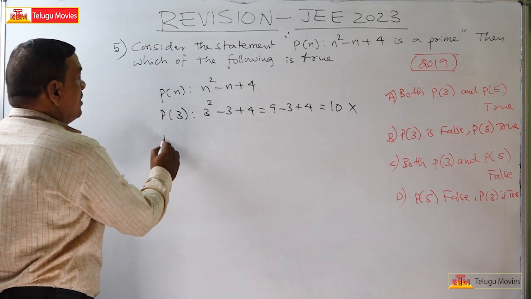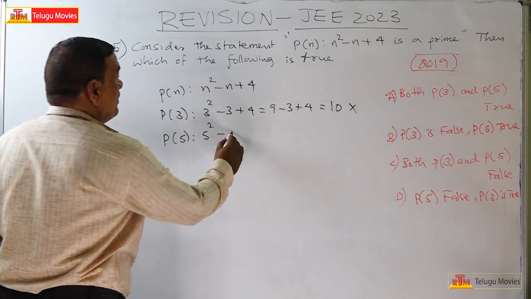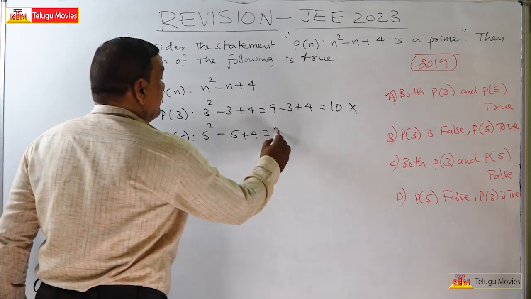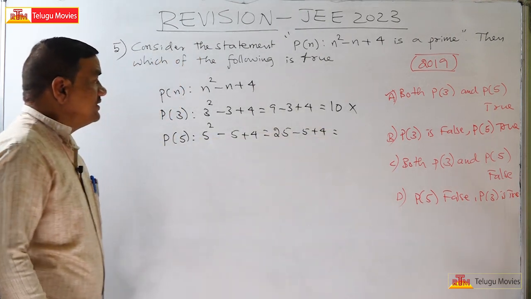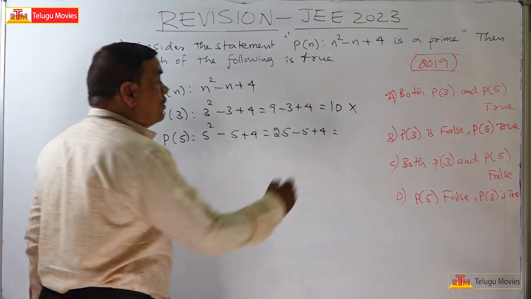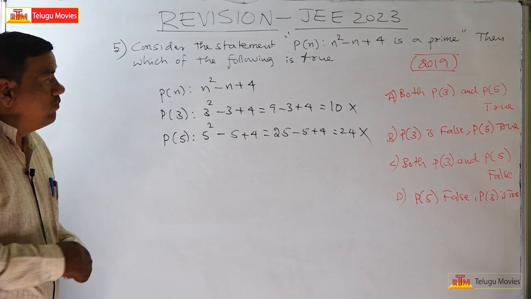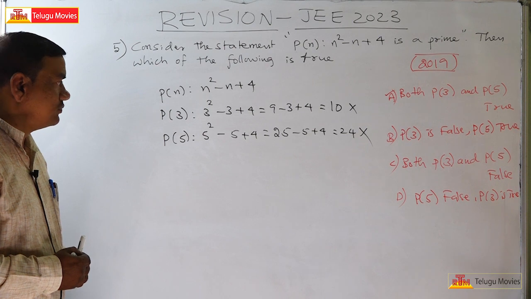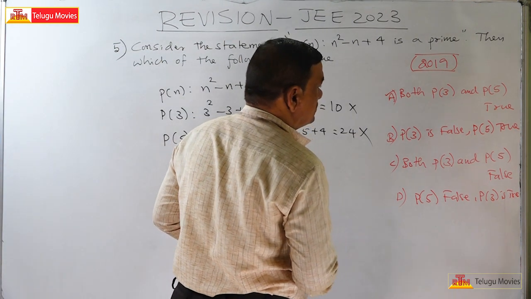So let us find out P(5). That is 5^2 minus 5 plus 4. 5^2 is 25, minus 5 is 20, plus 4 is 24. 24 is also not a prime. Therefore, P(3) is false and P(5) is also false. Both the statements are false.